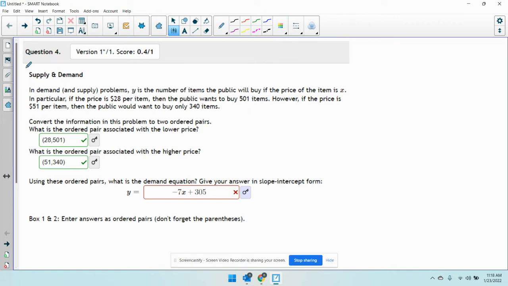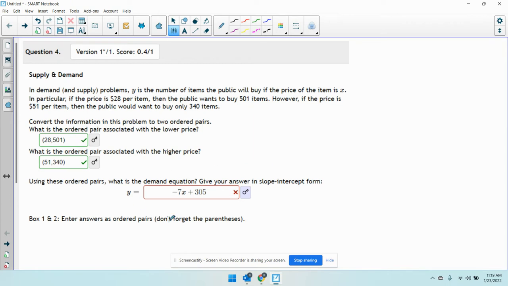But this is question 4. I think this is from practice problems. But it says in demand and supply problems, Y is the number of items the public will buy if the price of an item is X. In particular, if the price is $28, the public wants to buy 501. However, if the price is 51, they only want to purchase 340. So you came up with these coordinates correctly.